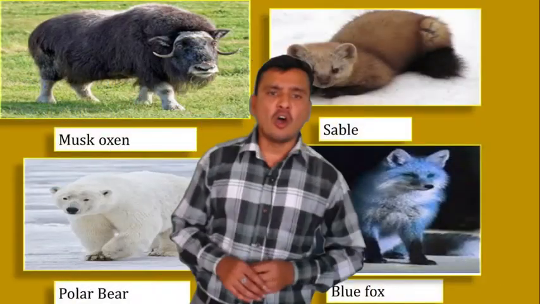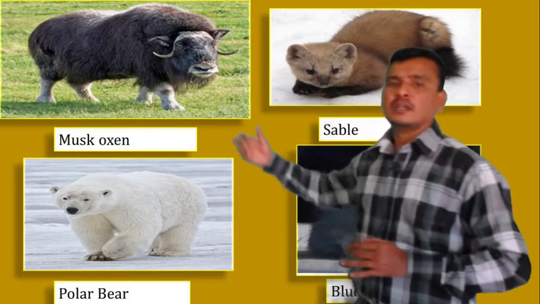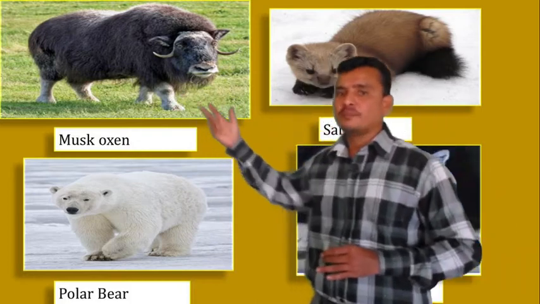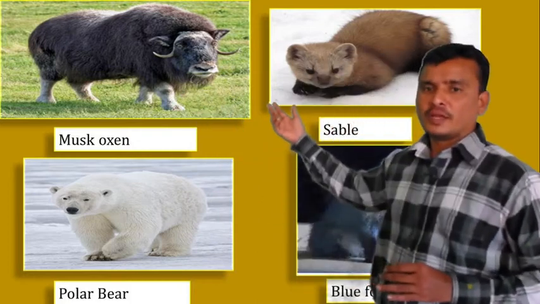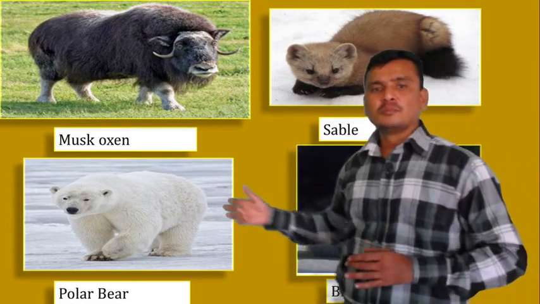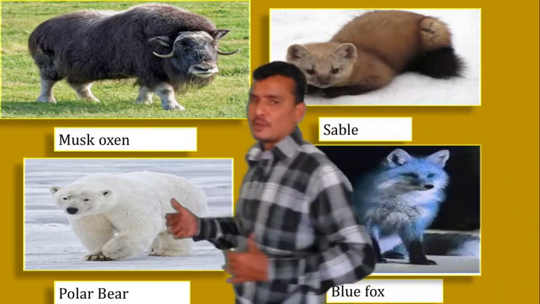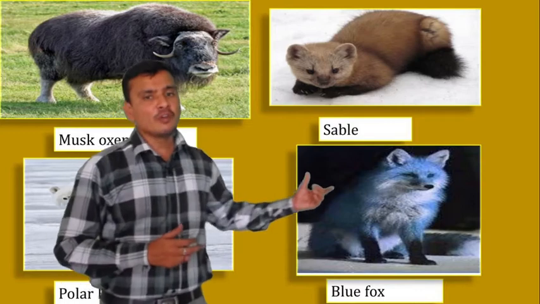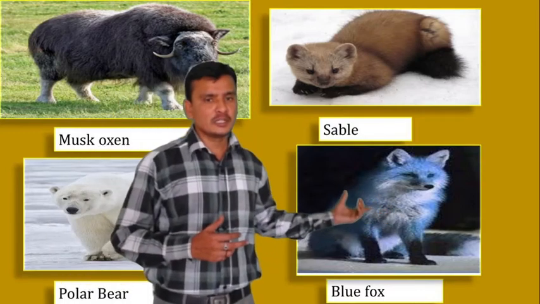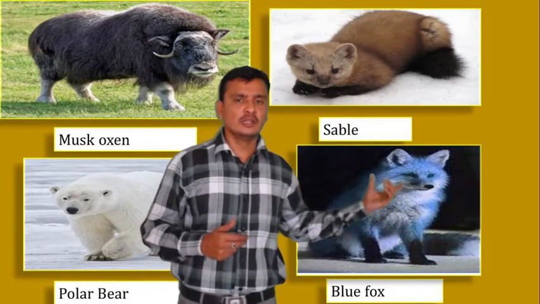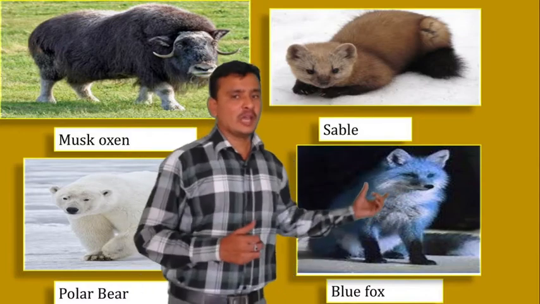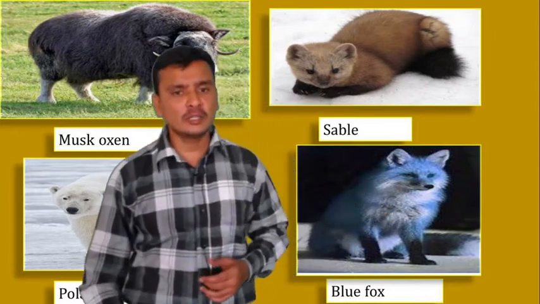Then musk oxen, we can see in the picture, the musk oxen is there. Then again sable, which we find in the Europe continent. Then polar bear, we find in Europe also. And then the blue fox, the color is bluish. Blue fox we find in North America. This is also one of the attractions in North American wildlife.